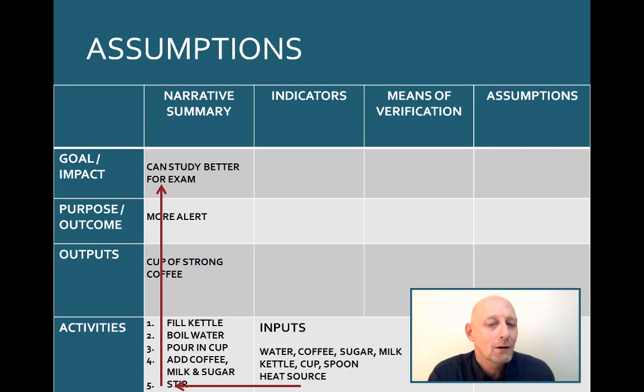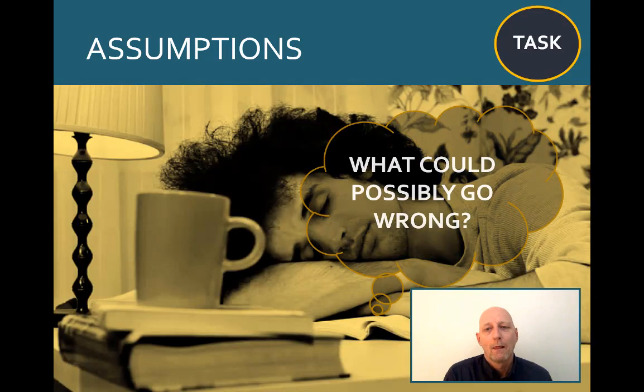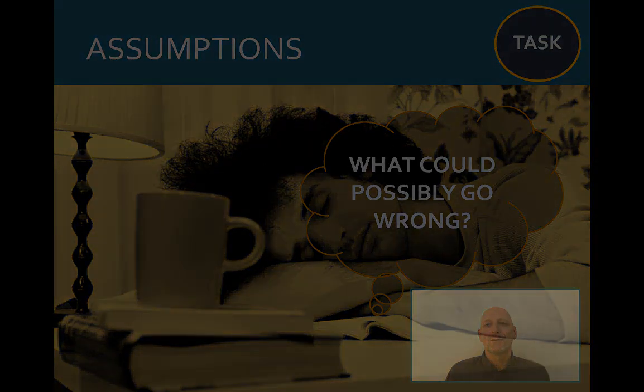But are we guaranteed that he's going to be more alert? If he is more alert, how do we know he's going to study for the exam? And is there anything we need before we can actually make that coffee? Any preconditions? What could possibly go wrong? Think about it. What are the external things that we're depending upon? Take a few moments, pause, think about this, and we'll talk about it in just a moment.